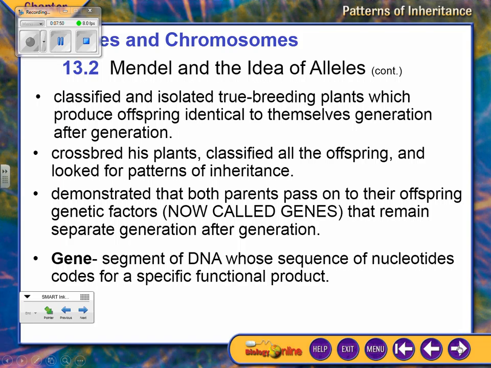And he kept studying it, so he would do the different generations. Through this, he figured out that the parents had to be passing on something to their babies. So he called it a genetic factor. We didn't know about chromosomes and DNA. And we call it a gene. And you guys know what a gene is, or you better. So does this make sense to you? A segment of DNA whose sequence of nucleotides codes for a specific functional product.